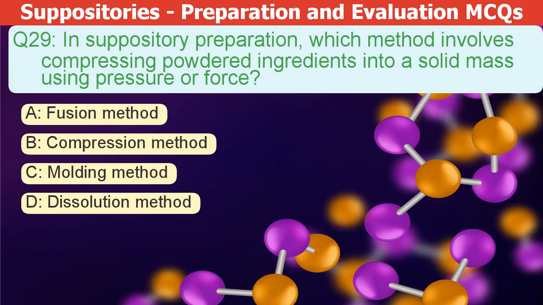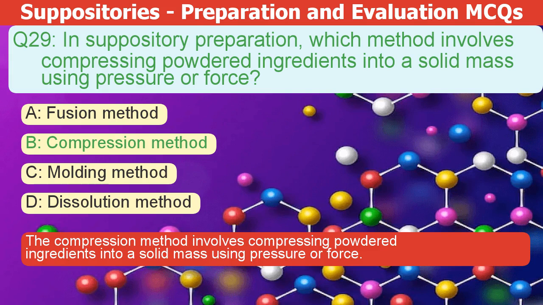In suppository preparation, which method involves compressing powdered ingredients into a solid mass using pressure or force? A. Fusion method. B. Compression method. C. Molding method. D. Dissolution method. The correct answer is B. The compression method involves compressing powdered ingredients into a solid mass using pressure or force.